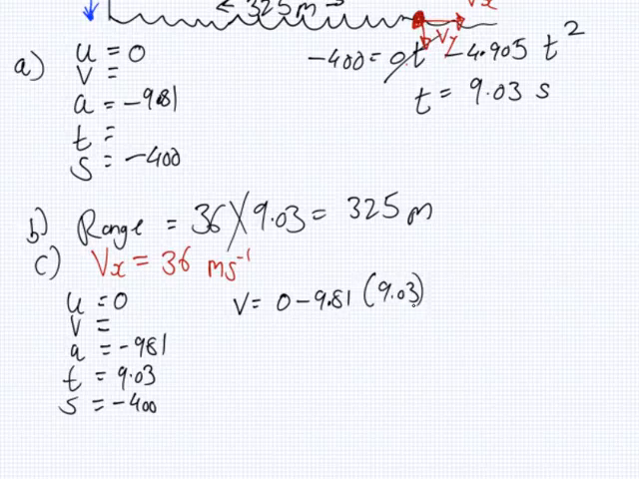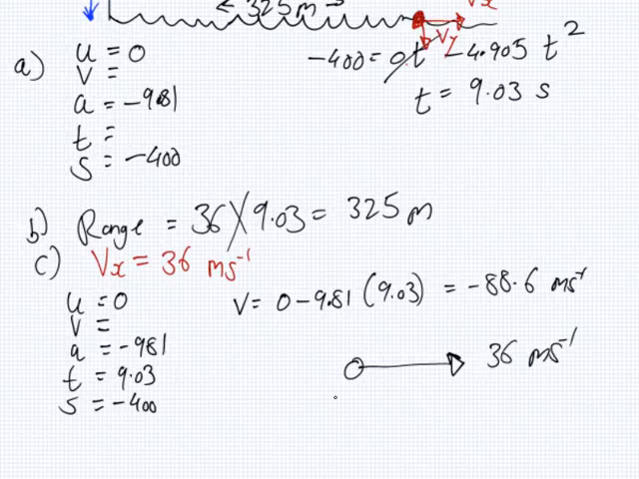So why is this number negative? Why is it not positive? It's going down, isn't it? Yeah. So what you have is, at impact, it's travelling 36 meters per second to the right, and it's descending at 88.6 meters per second down. It's not this that will kill the passengers, it's this one that kills the passengers. Not the horizontal, the vertical.